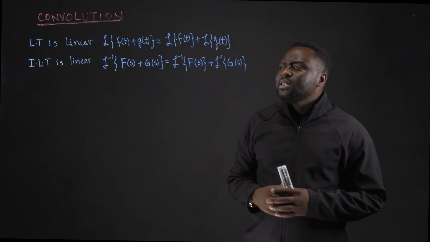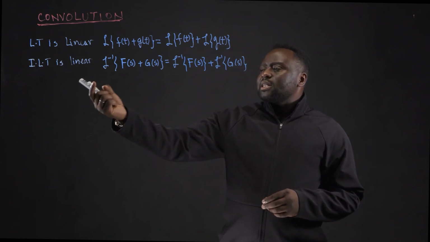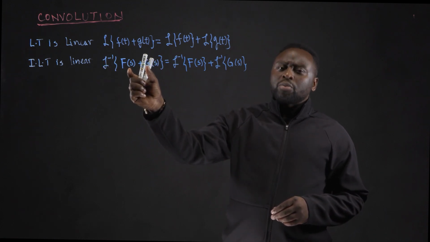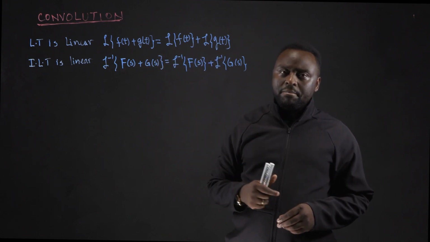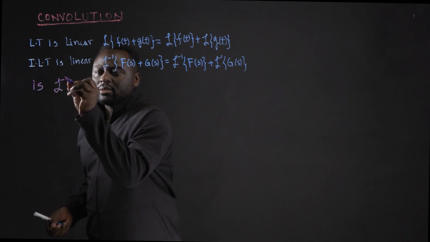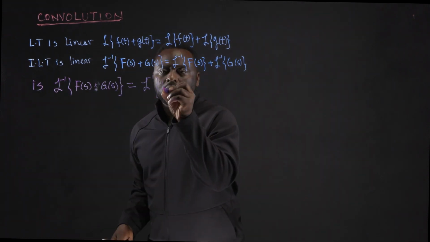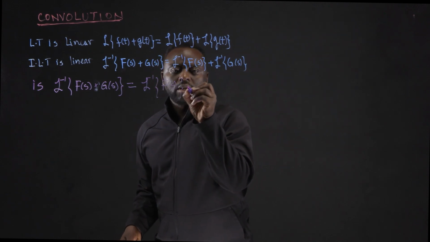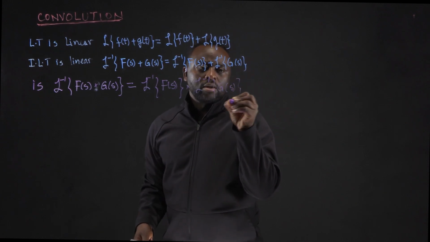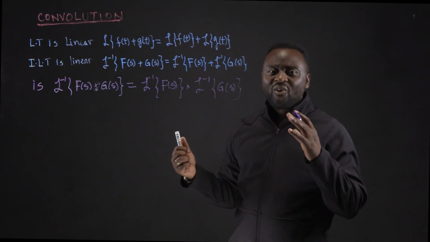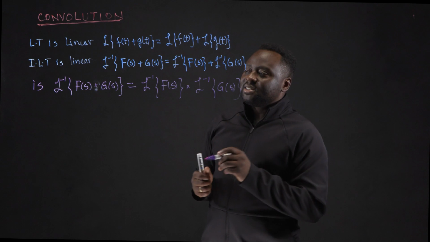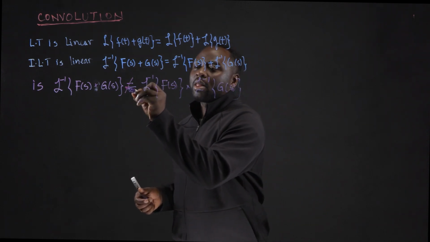All right, the question is the following. Can we also say that the Laplace inverse of the product of these two functions is equal to the product of the Laplace inverses of each of them? So this is my question. Is the Laplace inverse of F(s) times G(s) equal to the Laplace inverse of F(s) times the Laplace inverse of G(s)? Can we say this? No, unfortunately we can't do that. That's why we have to introduce this concept of convolution. We will say that this is different, okay?